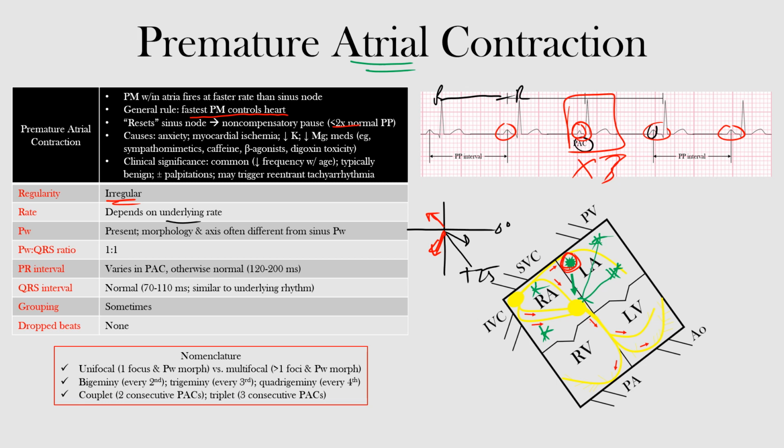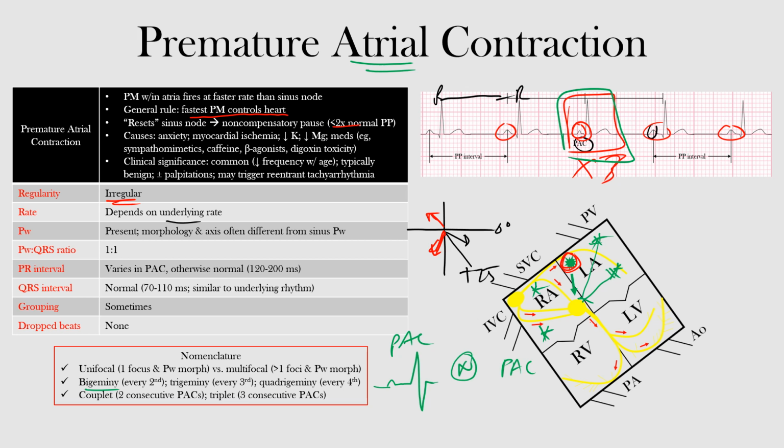When we talk about bigeminy, trigeminy, and quadrigeminy, this means that we're having complexes occur at different times, okay? So imagine, in this case, we're only looking at one PAC, but imagine we had a PAC occurring, okay? Imagine we had a PAC, and then we had a normal beat, okay? And then we had a PAC. Because it's happening at every second beat, so every other beat, we call that bigeminy, all right?